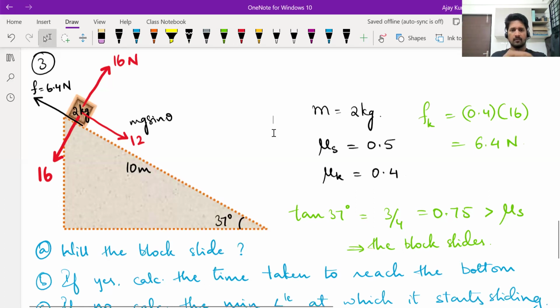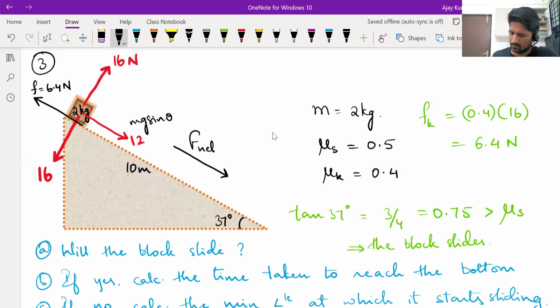Sir, downwards, down the incline. How much? 5.6. Okay. 12 minus 6.4, 5.6 Newton is the net force acting on the block. From that, you get the acceleration.